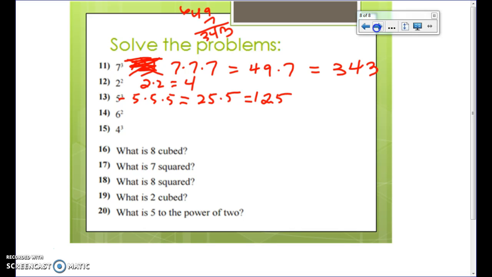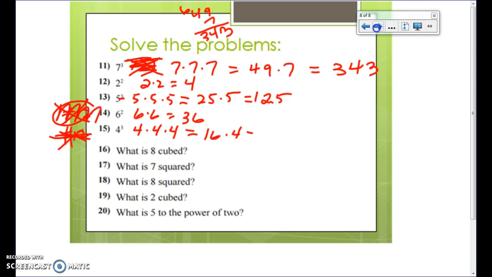6 to the second, please do not write 12. This does not equal 12. Please do not do that. That is bad, bad. It is saying 6 times 6, which we know is 36 instead. All right. And then when it asks us 4 to the third power, we're not thinking 12. It does not equal 12. Children, please do not put 12. Bad. Okay, it's 4 times 4 times 4. Well, I know 4 times 4 is 16, and 16 times 4 equals 64.